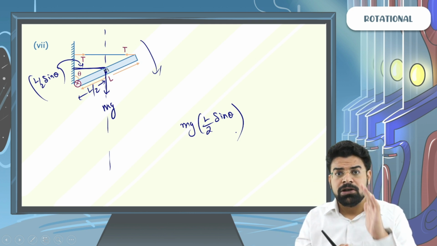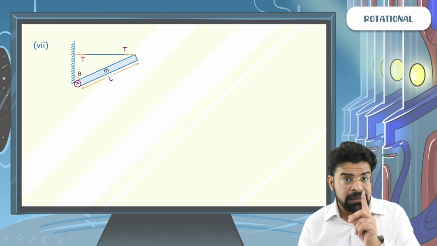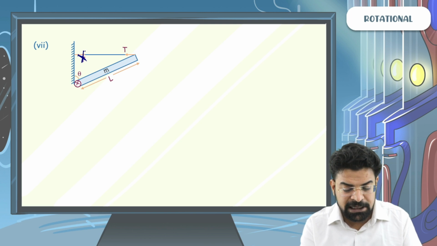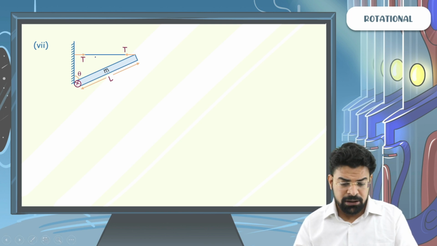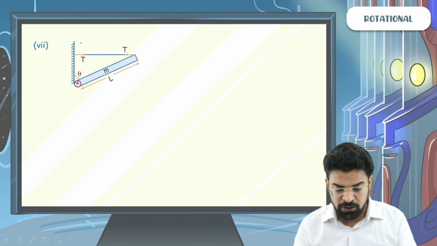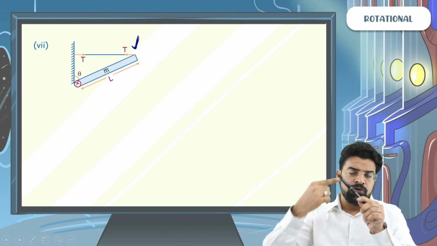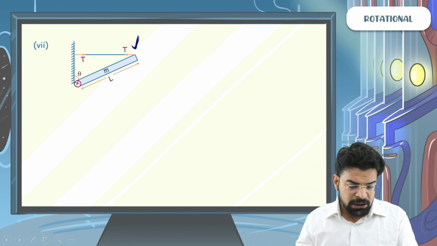What has to be the torque of the force of tension? You will use force times length perpendicular. But this tension doesn't act on the rod, right? This force of tension is on the wall. We need to see the forces on the rod. So this tension force is on the rod, and it is trying to turn it anti-clockwise. So how will you write the torque?